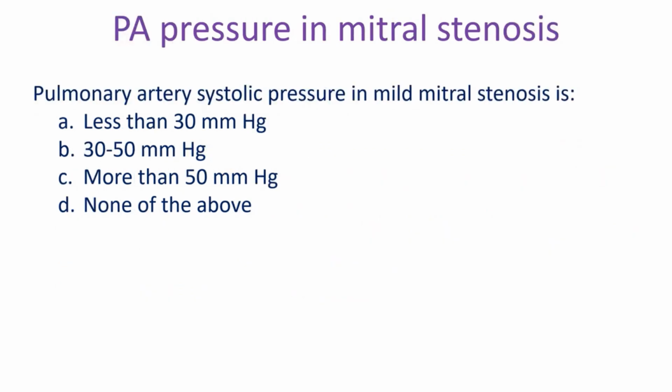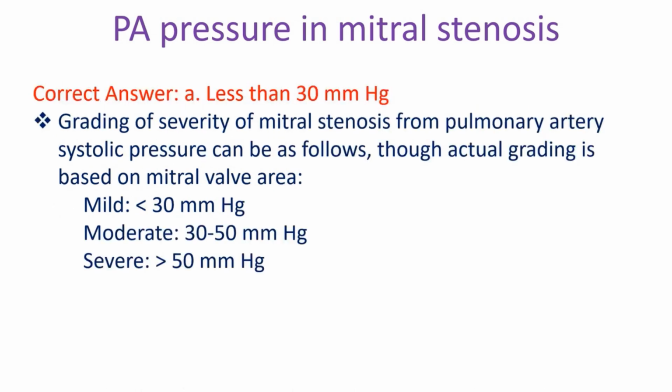Pulmonary artery systolic pressure in mild mitral stenosis is: A. Less than 30 mm of mercury, B. 30 to 50 mm of mercury, C. More than 50 mm of mercury, D. None of the above. Correct answer A. Less than 30 mm of mercury.